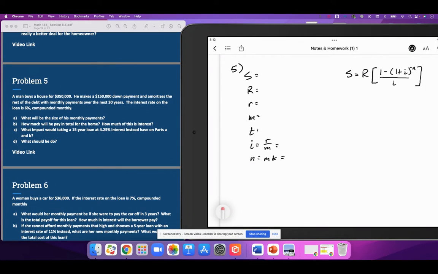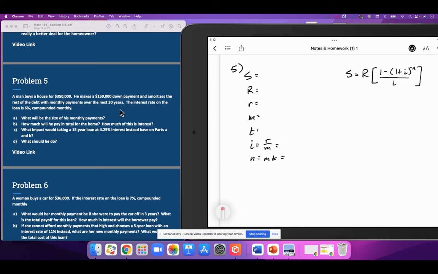Number 5, a man buys a house for $350,000. He makes a $150,000 down payment and amortizes the rest of the debt with monthly payments over the next 30 years. And if you've been paying attention to my advice, this is a bad idea. You should try to do it in 15.